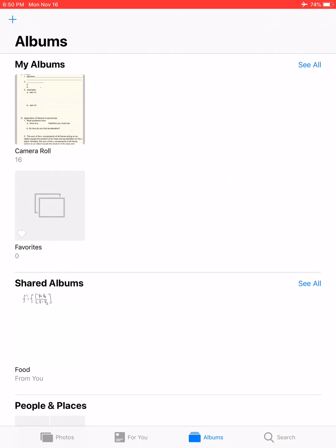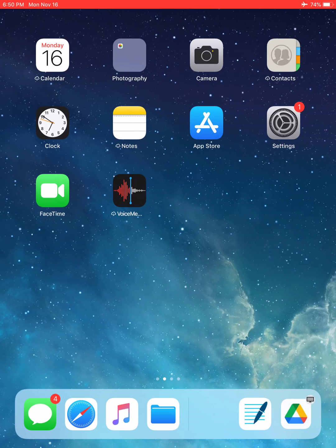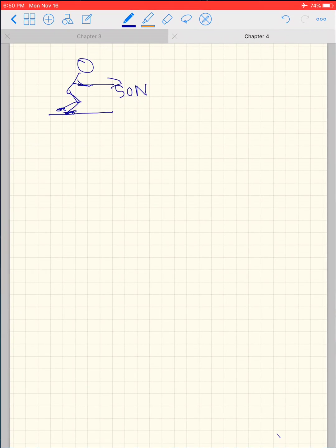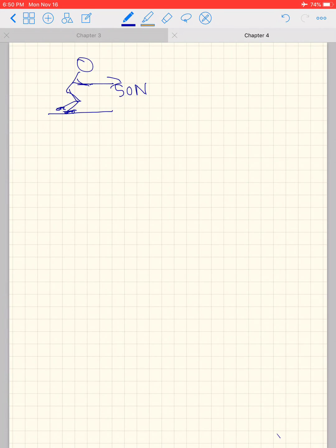So it's being pulled in this direction. We've already established that there's weight. Let's get that done first. You can tell I was distracted.